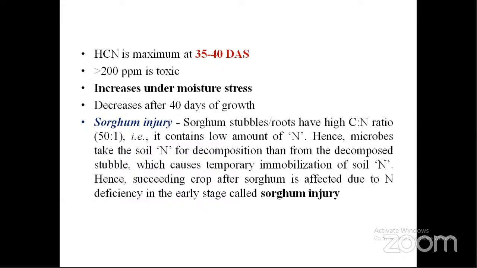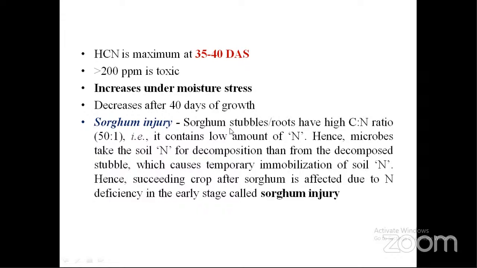Generally this HCN concentration increases under moisture stress, so we should take care of that moisture stress. If we irrigate the crop, the HCN concentration will be reduced, and it decreases generally after 40 days after growth. Here we can see it is maximum during this 35 to 40 days after sowing, and it decreases automatically when the crop enters the reproductive stage. One specific term is there, sorghum injury.